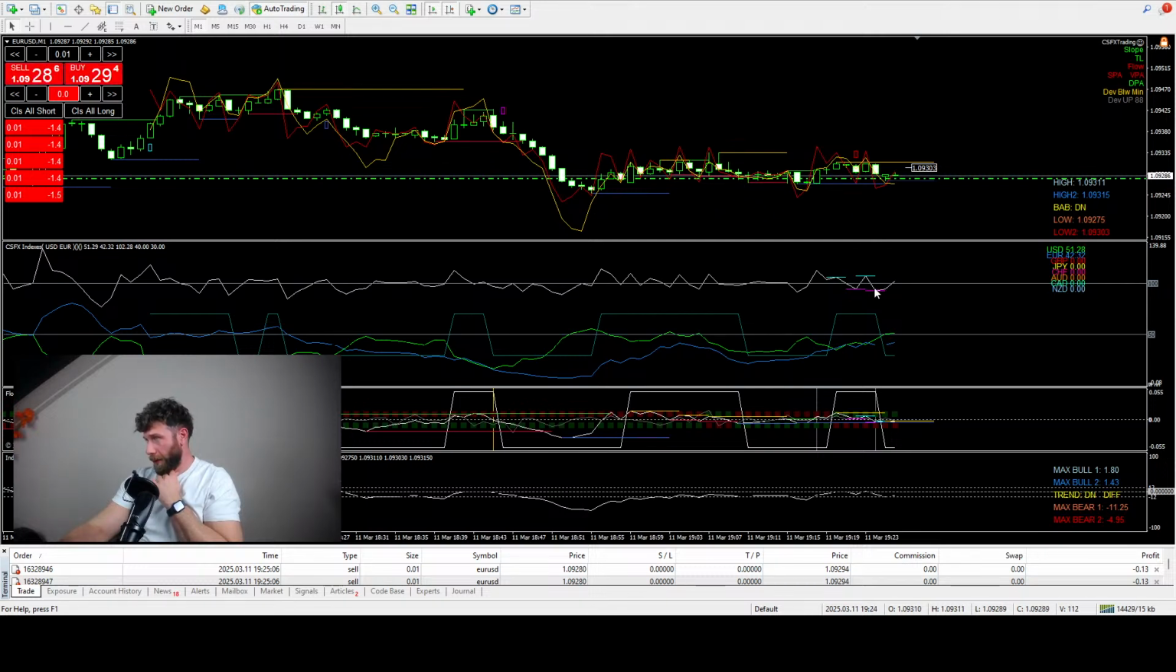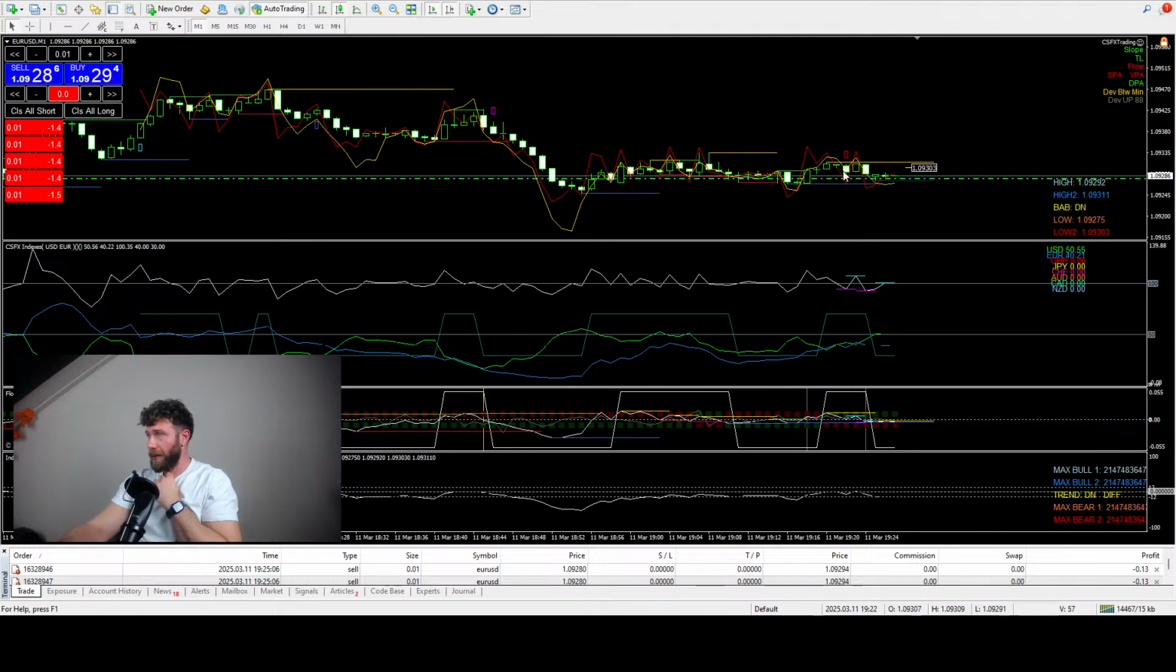I mean, we can see sentiment breaking to the downside. We can see the index crosses. We had two small pullbacks to the upside. So really, the first sell that we took, we should have just stayed in there. That's pretty much it. We should have just stayed in the first sell that we took.